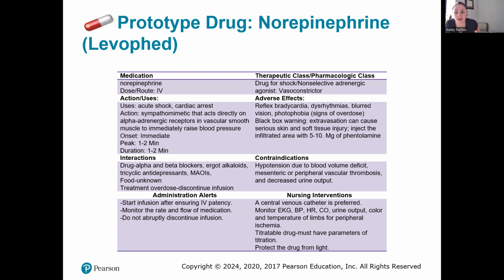So the titratable drug is a titratable drug, and it must have parameters. And what it means is I need to have a MAP over 65. I need to have a systolic blood pressure over this, and that's what we titrate it to. There's increase, decrease by 5, by 3, whatever. Okay. It also needs to be protected from light.